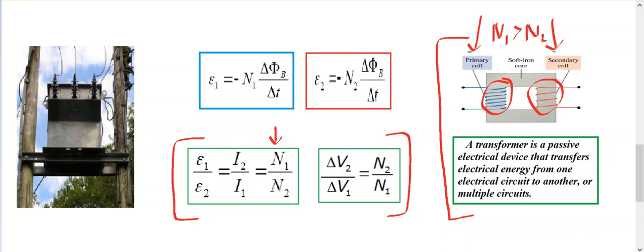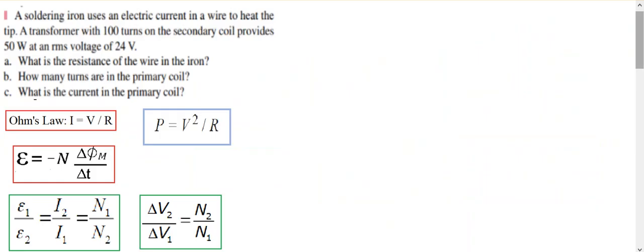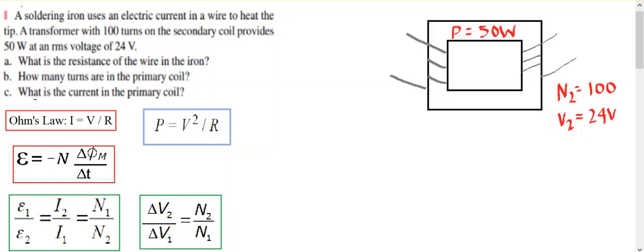So let's try to apply these ideas to a problem. The problem states that a soldering iron uses an electric current in a wire to heat the tip. A transformer with 100 turns on the secondary coil provides 50 watts at an RMS voltage of 24 volts. First with these problems, I like to start out with a picture to get an idea of what I'm looking at. So now we have our picture.